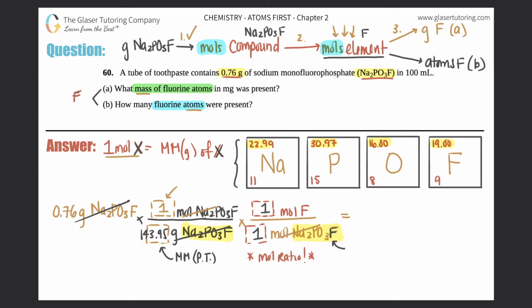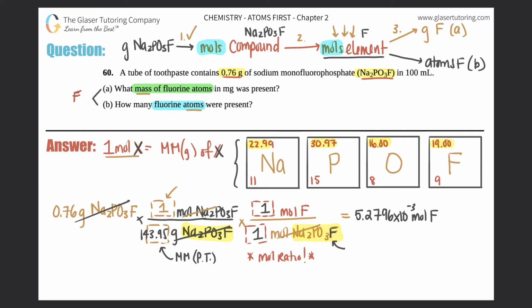So 0.796 divided by 143.95, you get, I'm not going to put the correct scientific figures for this one because it's technically not the answer. So I'm just going to kind of trail it off a little bit. So this would be 5.2796 times 10 to the negative 3. And this would be moles of F.